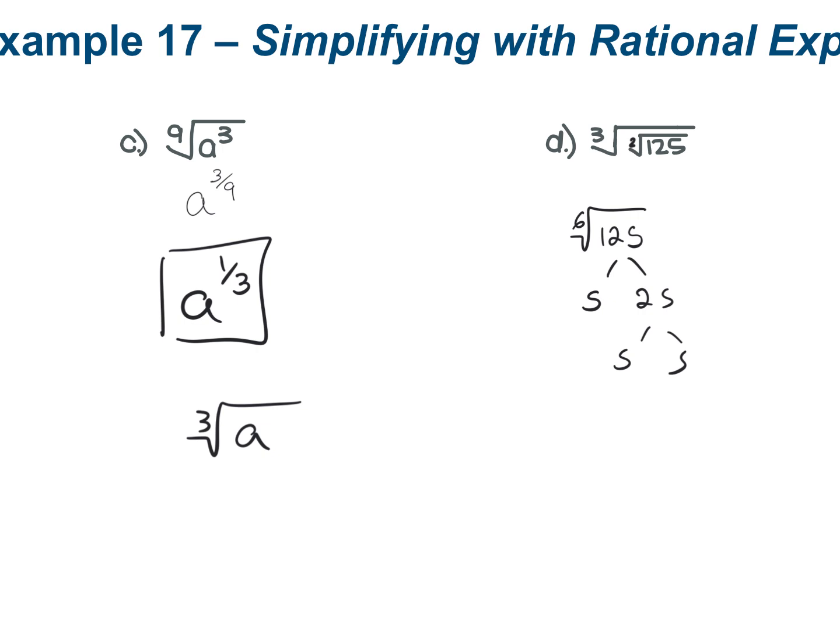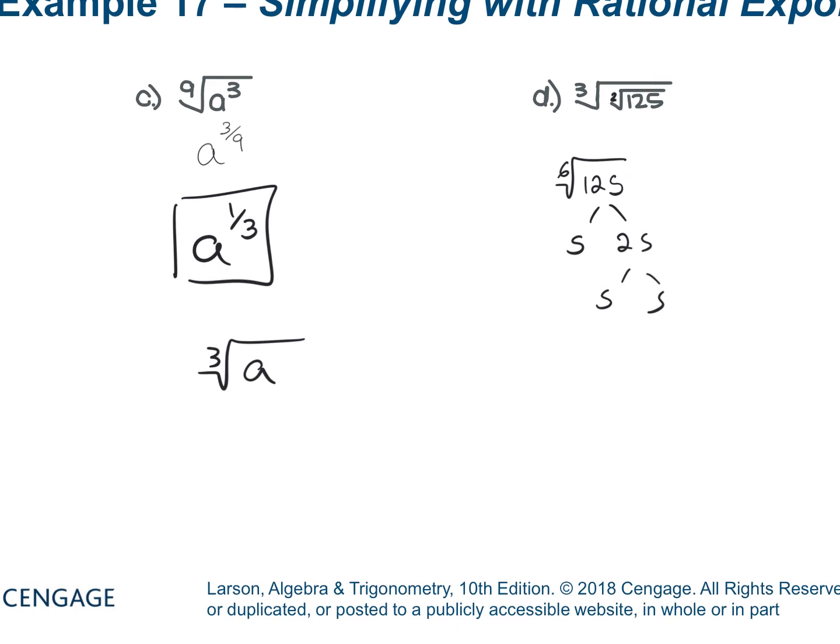Why am I trying to simplify it a little more? To make sure it's easier to solve later. So we have the 6th root of 5 cubed. When I do that, I can write it as 5 to the 3 over 6. And that's going to simplify to 5 to the 1/2. So you can leave it as 5 to the 1/2 or the square root of 5.